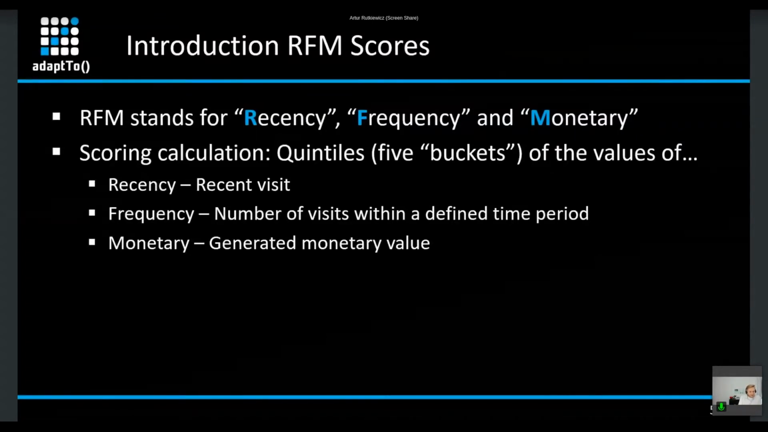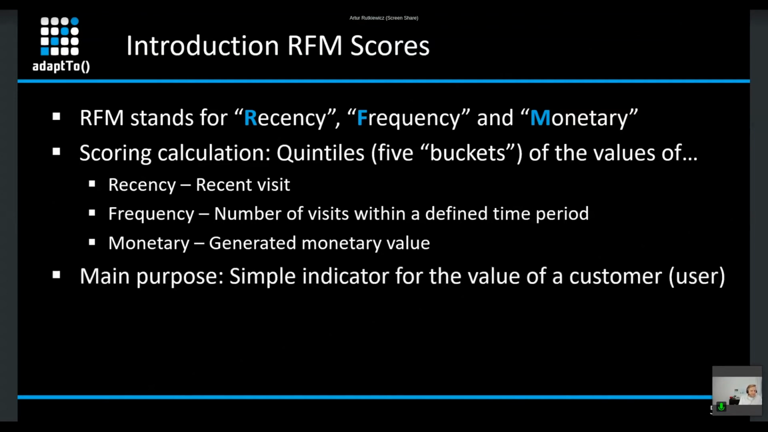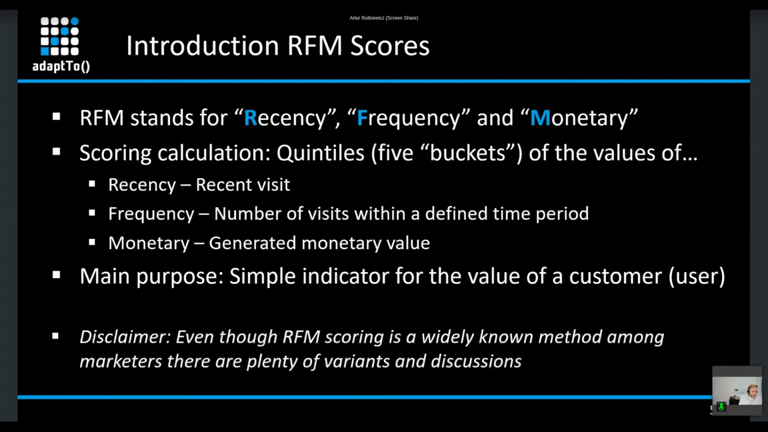the other visitor. Then we have the frequency, the number of visits within a defined time period. In our case, it will be 30 days, just to make it easy. And finally, the monetary value, so the generated money by this visitor. And as you can imagine, all of these categories or dimensions are pretty marketing focused. So the main purpose of such a score is to have a simple indicator for the value of the customer. So I can really easily say, okay, this customer is very valuable for my company, or there are some actions I have to do.